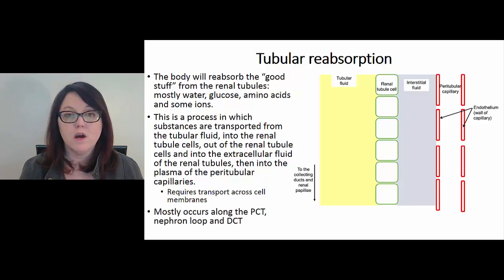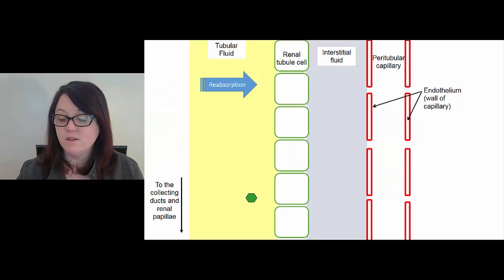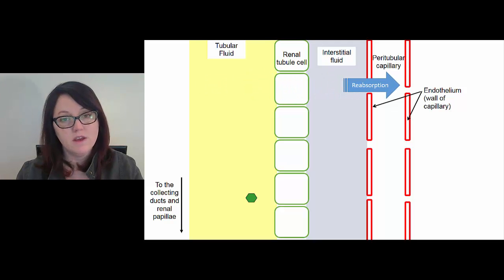So we're going to use transport mechanisms like active transport and facilitated diffusion. In the case of water, we'll use osmosis. So we use these processes to get the substances reabsorbed. This is mostly happening along the proximal convoluted tubule, but it does also happen along the nephron loop and the distal convoluted tubule. So as I said, during the process of tubular reabsorption, substances have to move out of the tubular fluid across the renal tubule cell into the extracellular fluid, or interstitial fluid if you will, and then into the peritubular capillary. Right?